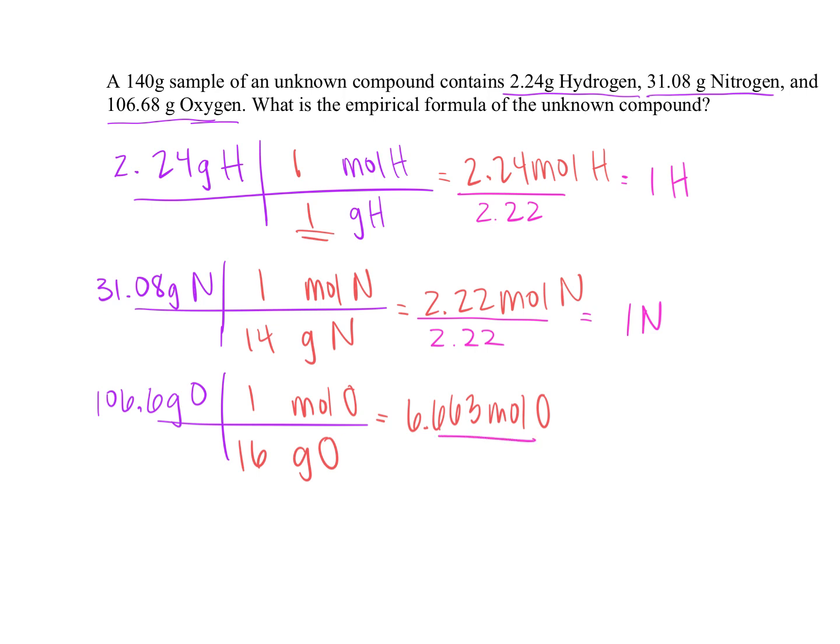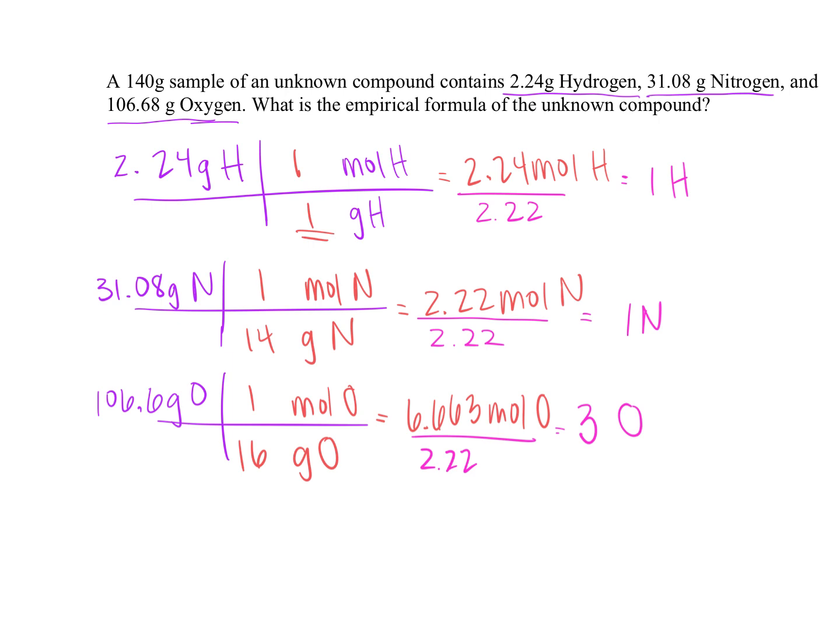Okay, then I'm going to come down and do the same thing. Divide by 2.22. Right? I think you can put it in your calculator, but you probably can guess what our ratio is going to come out to be. 3 oxygens. Okay?